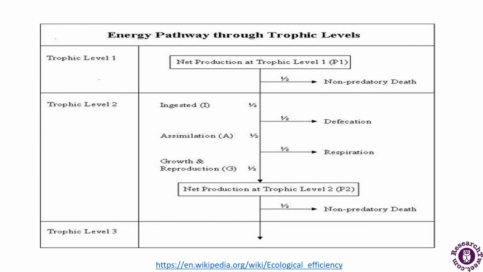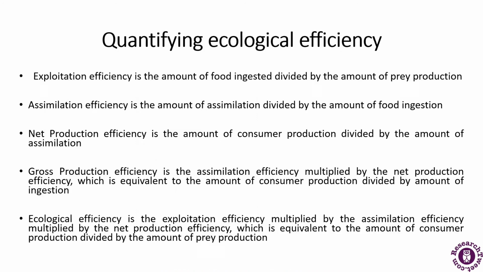So this was all about the energy pathways through the trophic levels. Next I will talk about how to quantify the ecological efficiency. So ecological efficiency is a combination of several related efficiencies that describe resource utilization and the extent to which resources are converted into biomass.